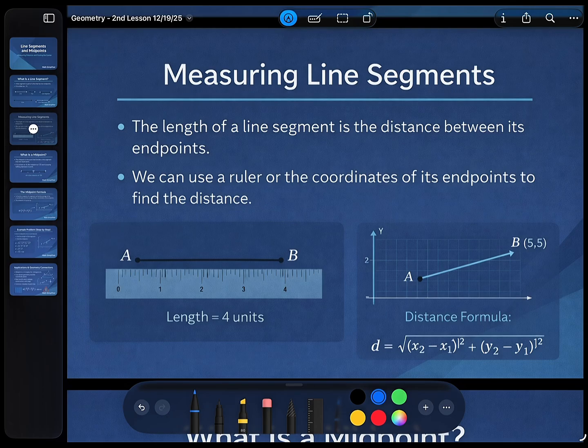So the length of a line segment is called the distance between its endpoints. So like in the last example, A and B, okay? Then we can use a ruler or the coordinates of its endpoints to find the distance. And this is a very important formula you gotta know, which is called the distance formula. And what it basically says here is distance equals the square root of (x2 minus x1) plus (y2 minus y1), and then here it has exponents and stuff.